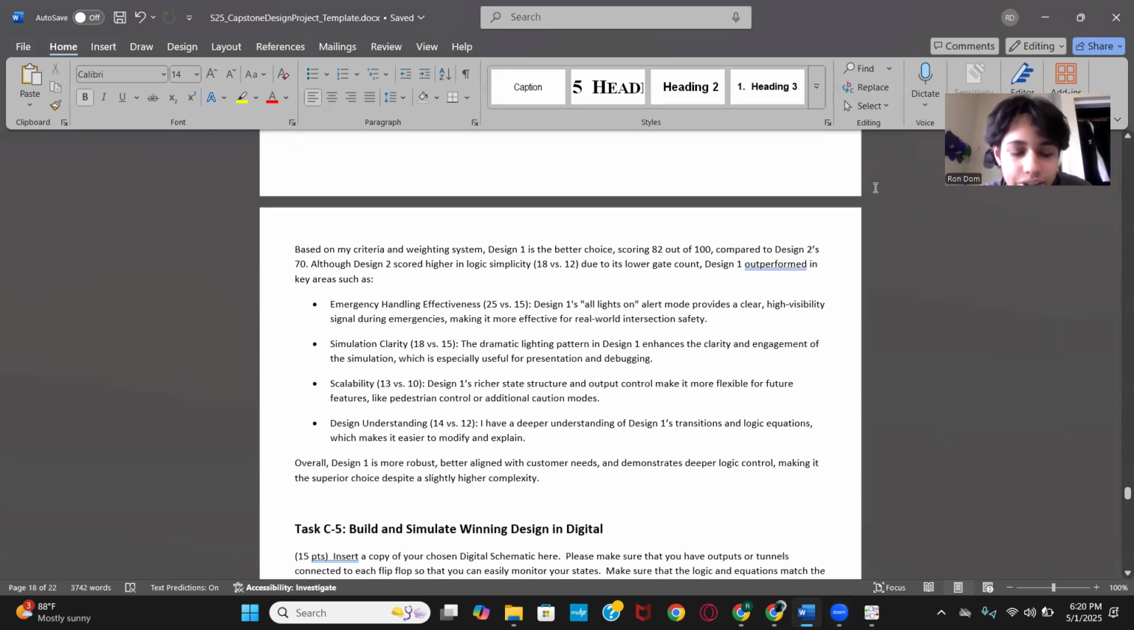And then design understanding, 14 points to design one and 12 points for design two. This is just my own personal bias towards picking the circuit, and that's why I rated it less than the other categories. I have a deeper understanding of design one's transitions and logic equations, which made it easier for me to debug and modify it and basically explain it in this video.